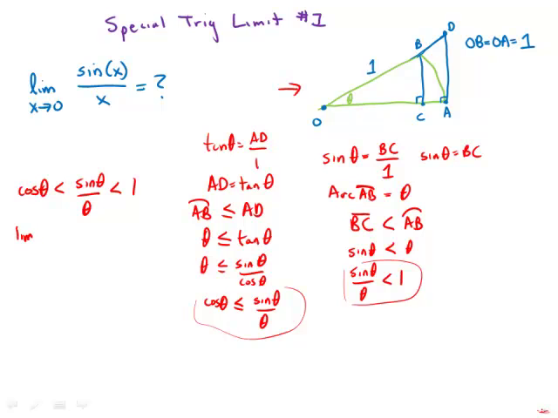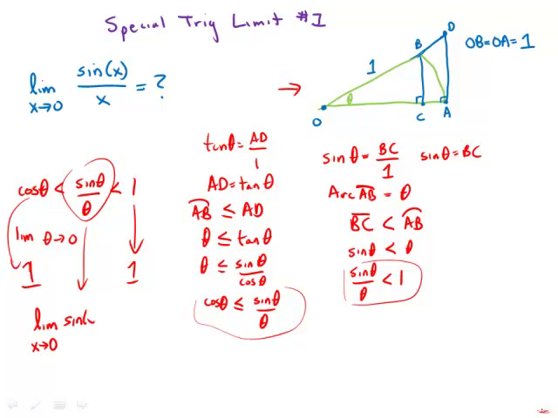Now we're going to take the limit as theta goes to 0, and notice that at 0, cosine goes to 1, and of course 1 goes to 1. So by the squeeze theorem, if the two things bounding it go to the same limit, that means that the thing in the middle must go to the same limit, and therefore the limit as x goes to 0 of sine x over x equals 1.